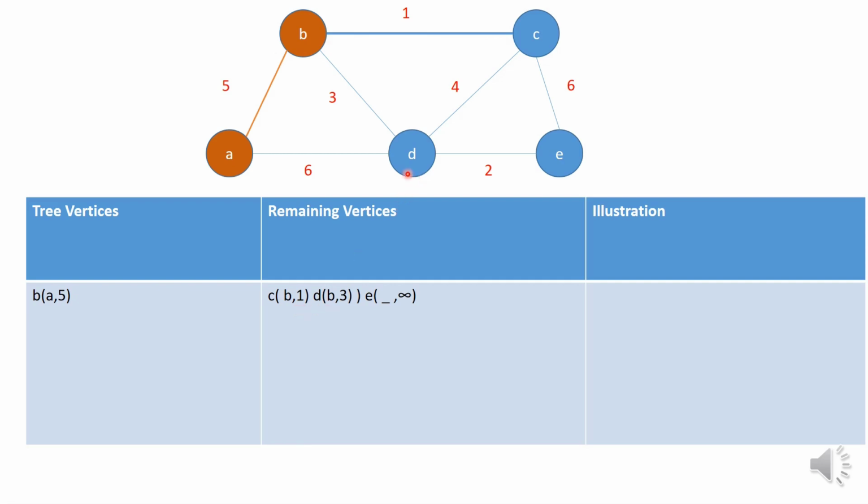Okay, now coming to D, is there an edge to A and B? Yes, both having, but which node is giving you the minimum distance? That is B. So that's why D's near vertex is B and its distance. Next, E is not having any edge towards A and B. So it is blank and infinity. Now among this, which is minimum? That is this distance with 1 is minimum. So you have to consider now CB.